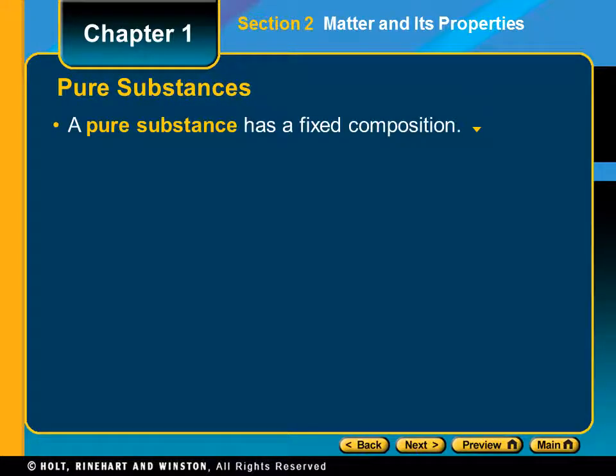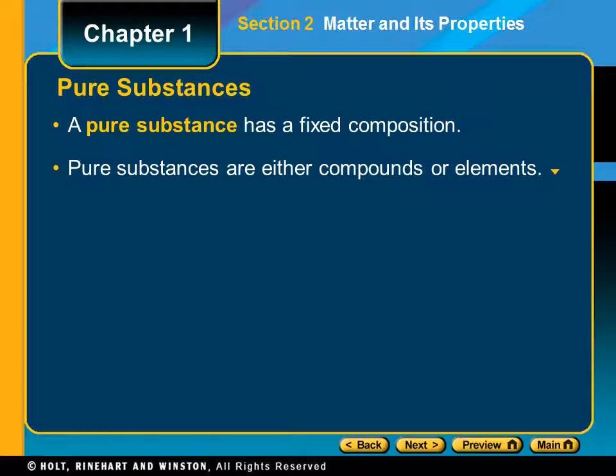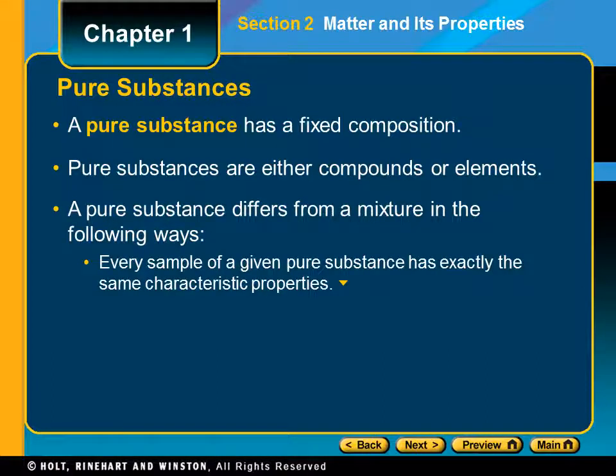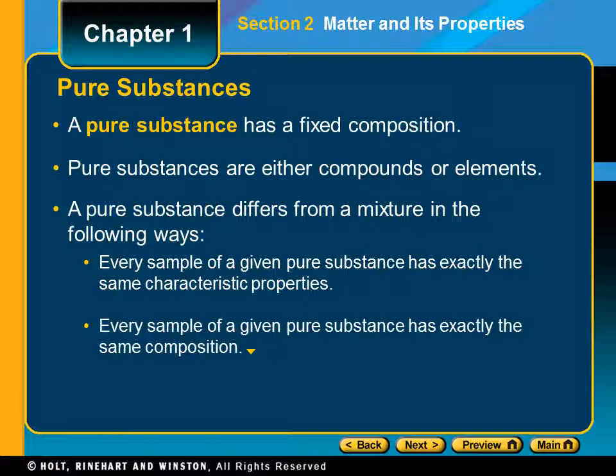Pure substances have a fixed composition. We already saw this in the flow chart, so I'm not going to spend a tremendous amount of time on this. Pure substances are either compounds or they are elements, and they differ from a mixture in certain ways. Every sample of a given pure substance has exactly the same characteristics and properties. So if it's a pure substance, every time you get a different sample, it's going to be exactly the same.